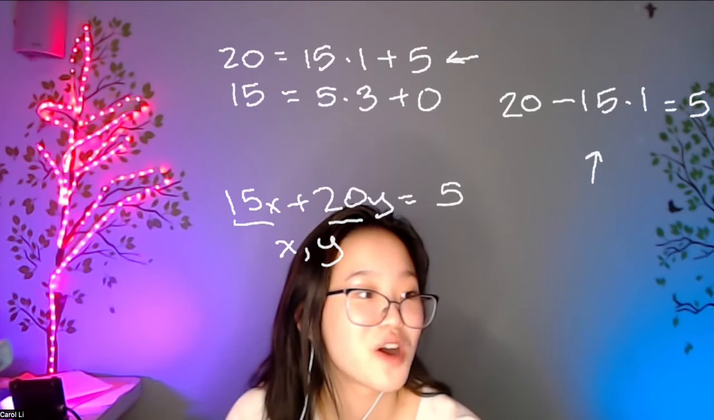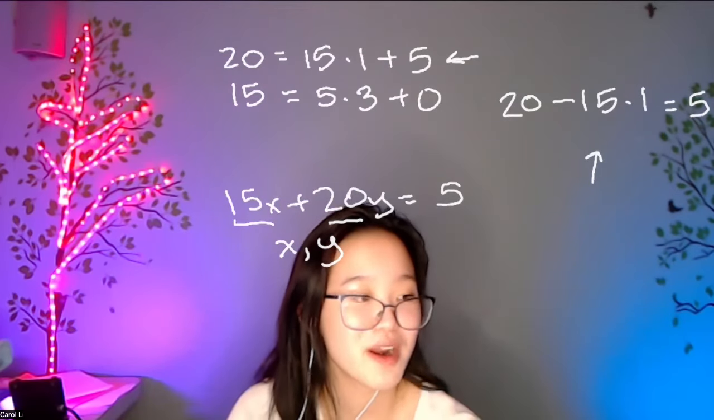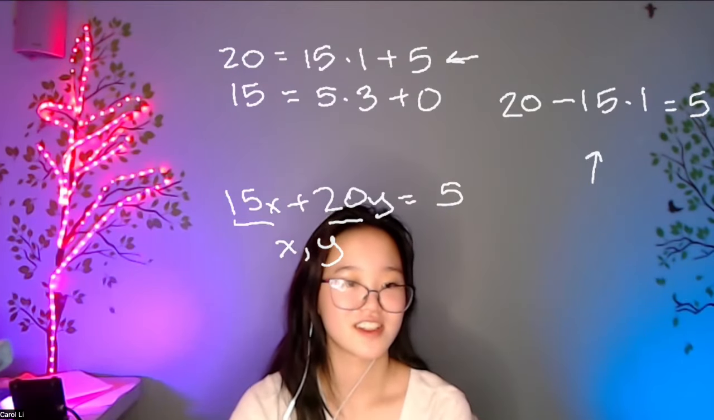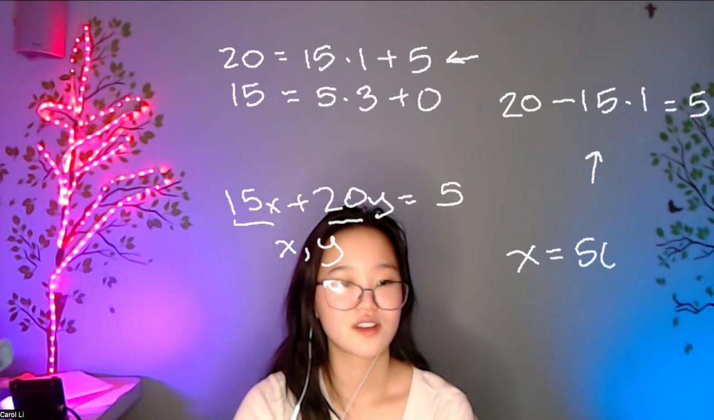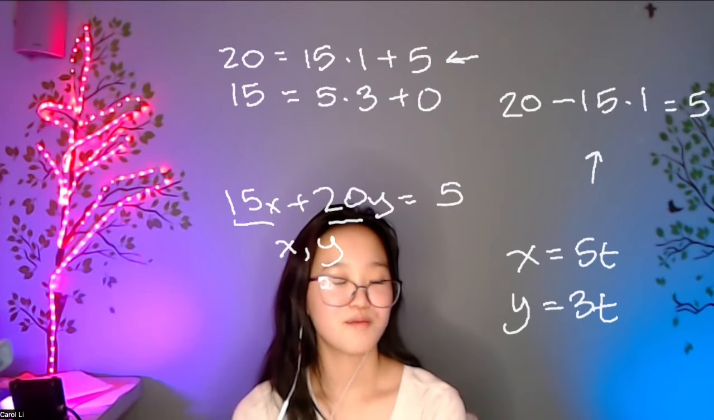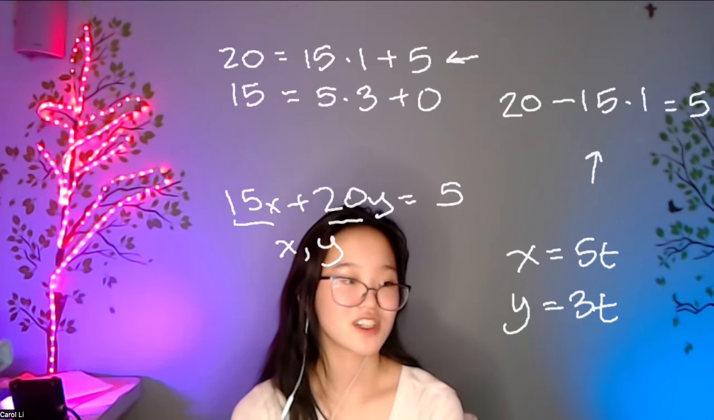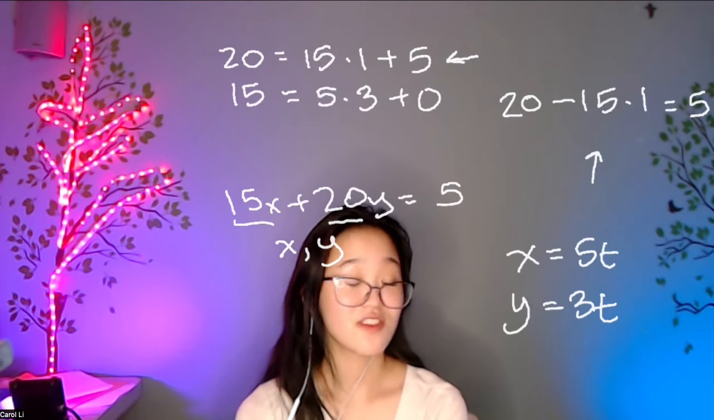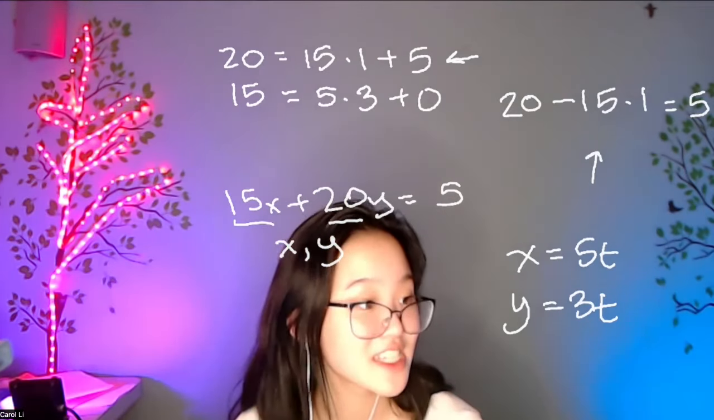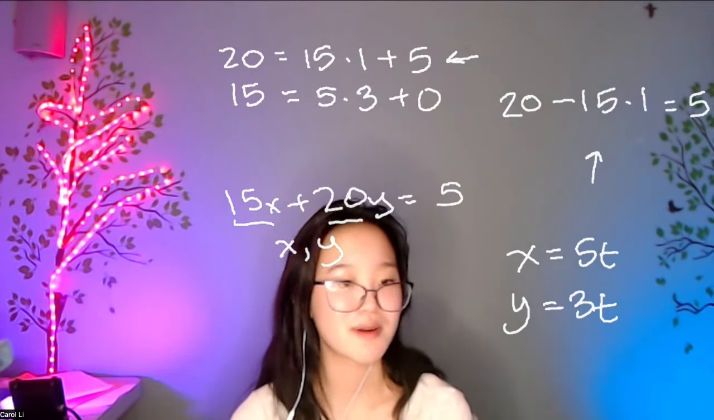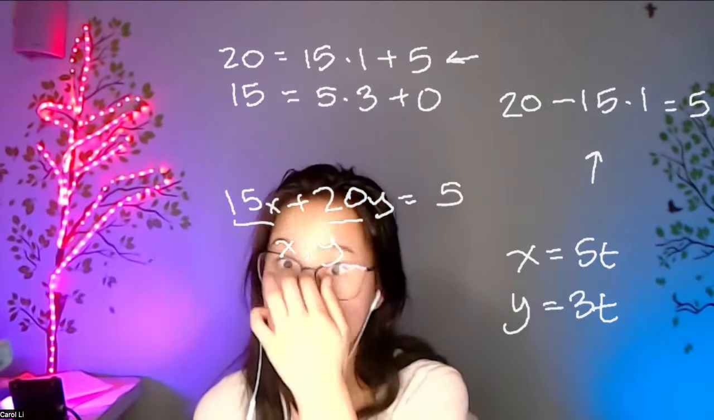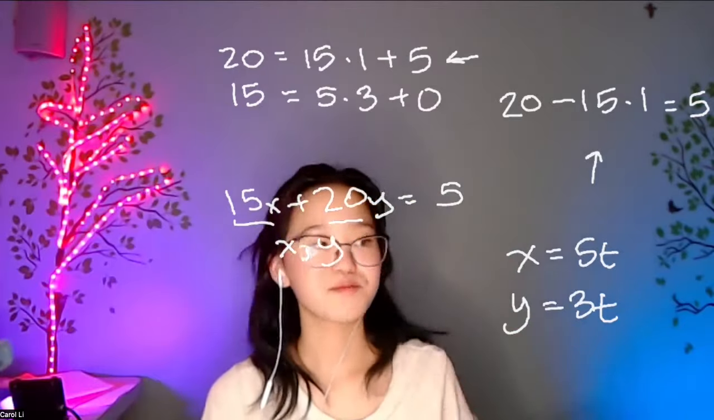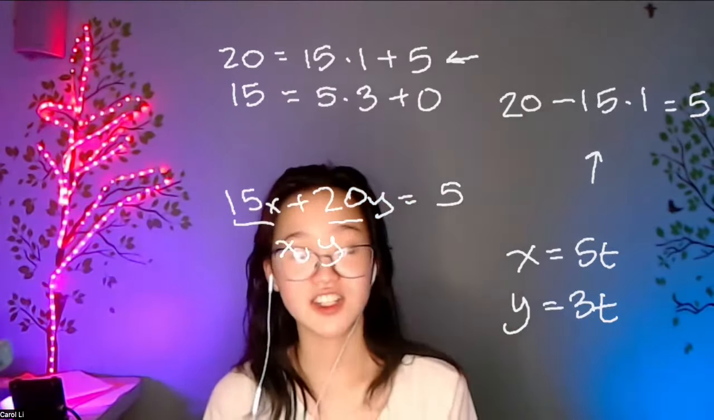Yes, it is the one with t. So a parametric equation is like x equals 5t, y equals 3t. Why would you need to know this? Because it's used in science a lot. In physics and calculus, you will use parametric equations. In algebra, you don't really need to use it, so a lot of teachers don't teach it. But it's used a lot in other areas.